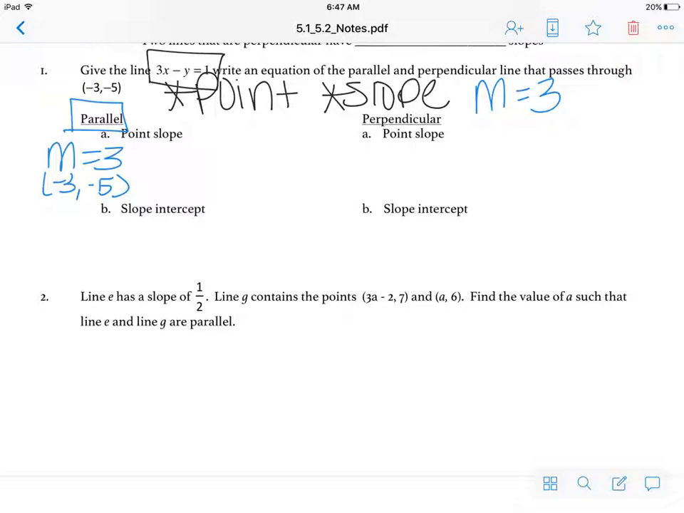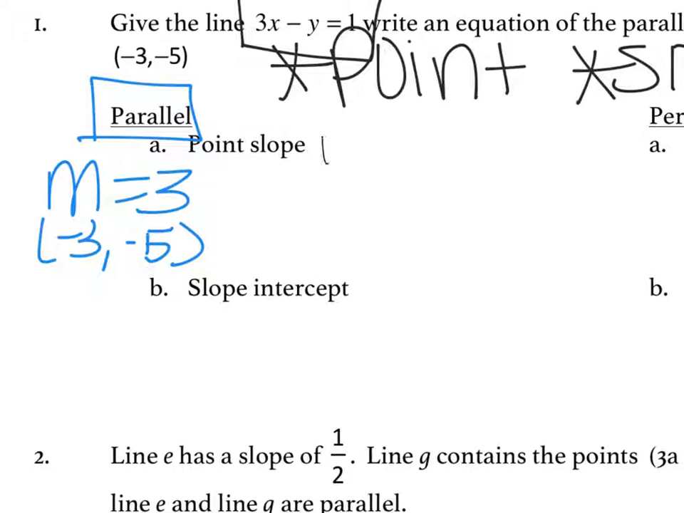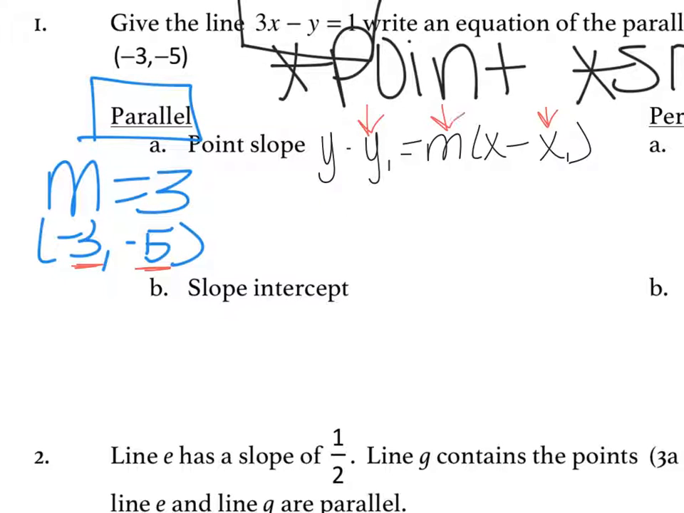So I'm going to write it in point slope form. So remember, point slope is y minus y1 equals m times x minus x1. And you're only replacing 3 things. You're replacing the y1 with the y coordinate of your point, x1 with the x coordinate of your point, and then m with your slope. So you're going to have y minus y1, which is -5, equals your slope times x minus the x coordinate of the point that this line goes through.